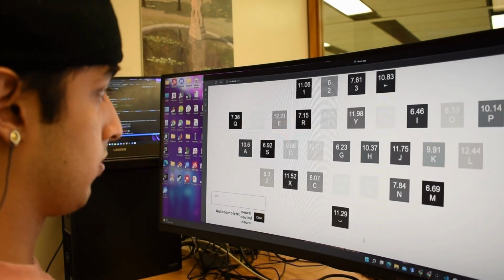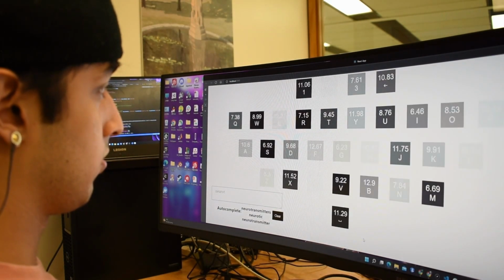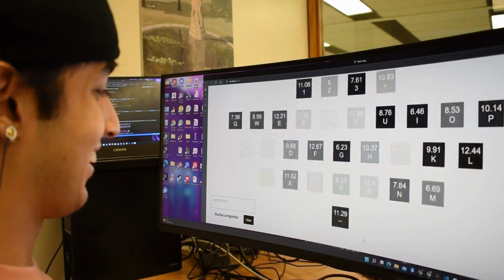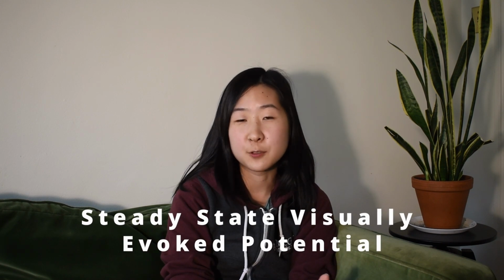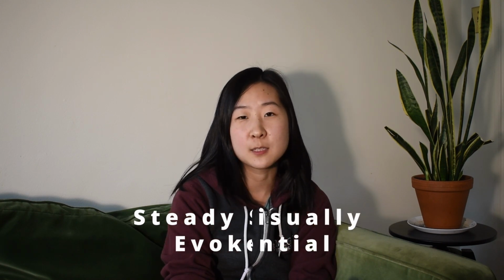IRiSSE is a visual speller that allows people to communicate by looking at individual characters. Our speller consists of a keyboard where each character is flashing at a different frequency and a different phase, and the user simply has to look at one of the characters to select it. The way it works is through using an EEG signal called Steady-State Visually Evoked Potential, or SSVEP.